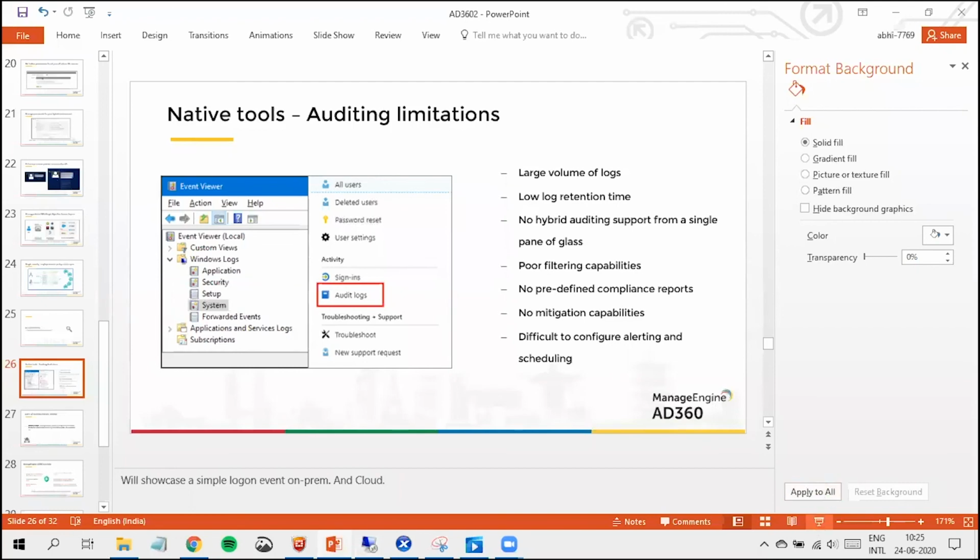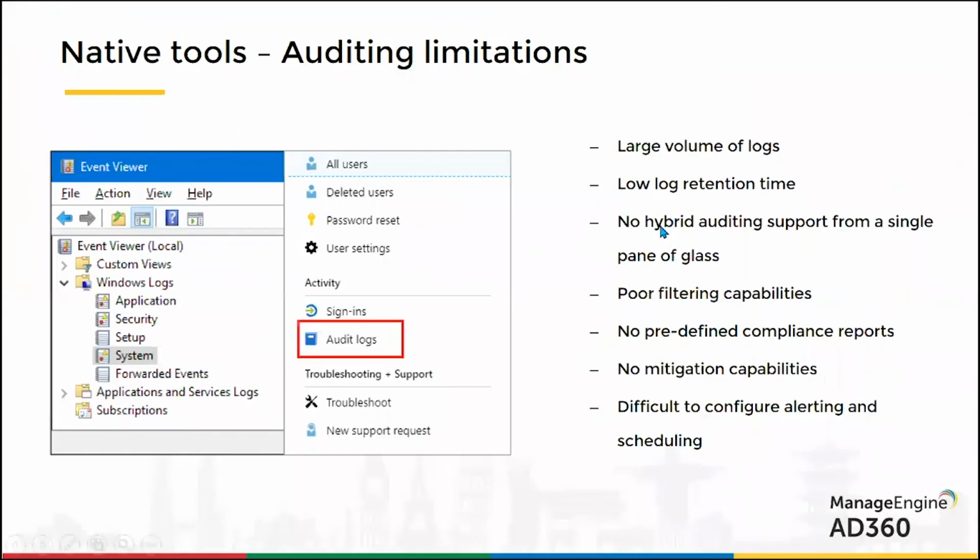There are many other limitations as well, such as these logs have low log retention time. You cannot audit Azure and Active Directory from one single console, the absence of centralization all over again. The logs have poor filtering capabilities. For instance, if I need to find out which of my users failed to log on at so-and-so time, I cannot do that. There are no predefined compliance reports, right?